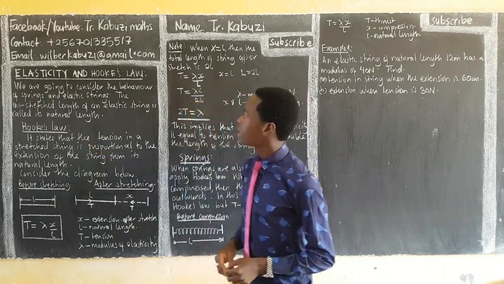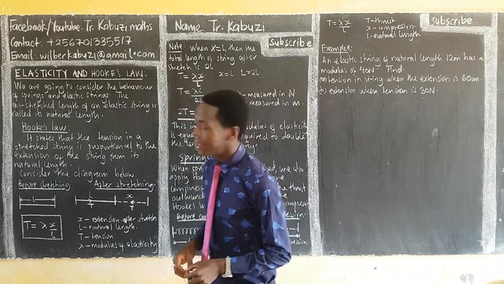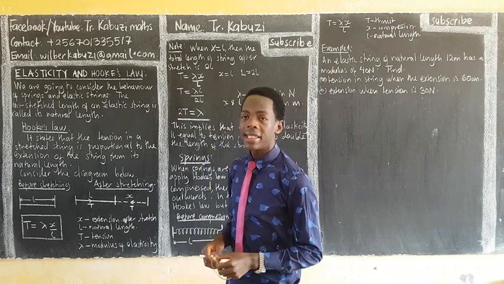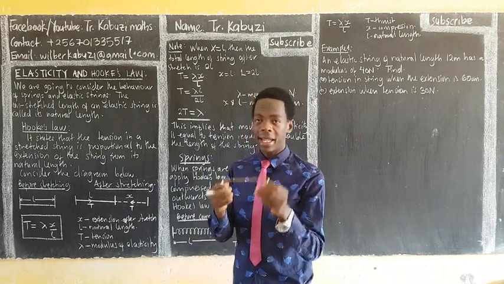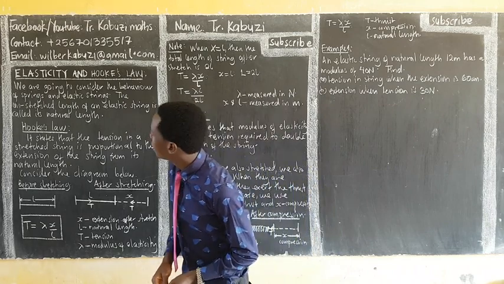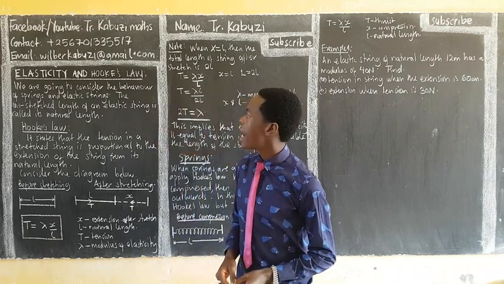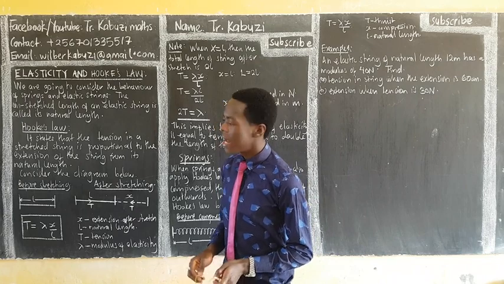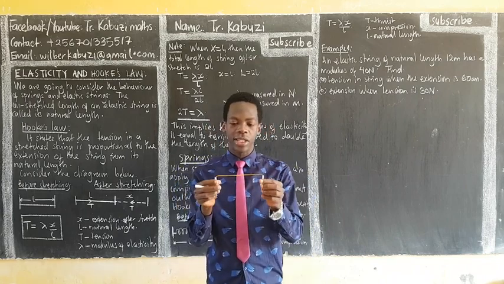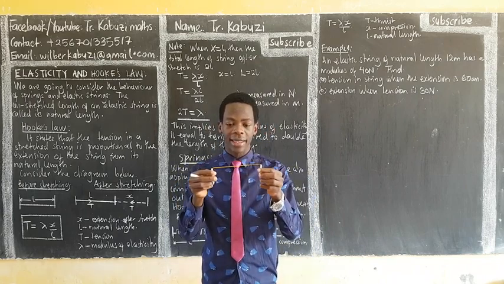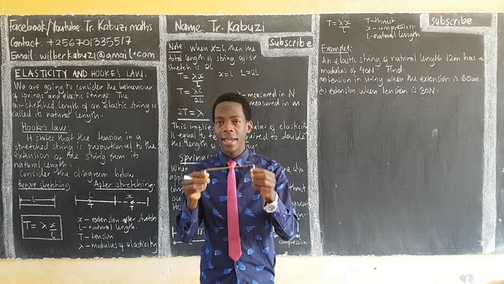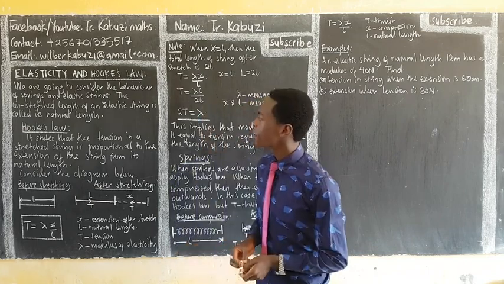Okay, we are going to consider the behavior of springs. I think we need a spring, then a string, which is elastic. This is a string, but it's elastic. The unstretched length of an elastic string is called the natural length. Now you see here, I've not stretched. This is what we call the natural length. You are going to see what happens if I stretch it.